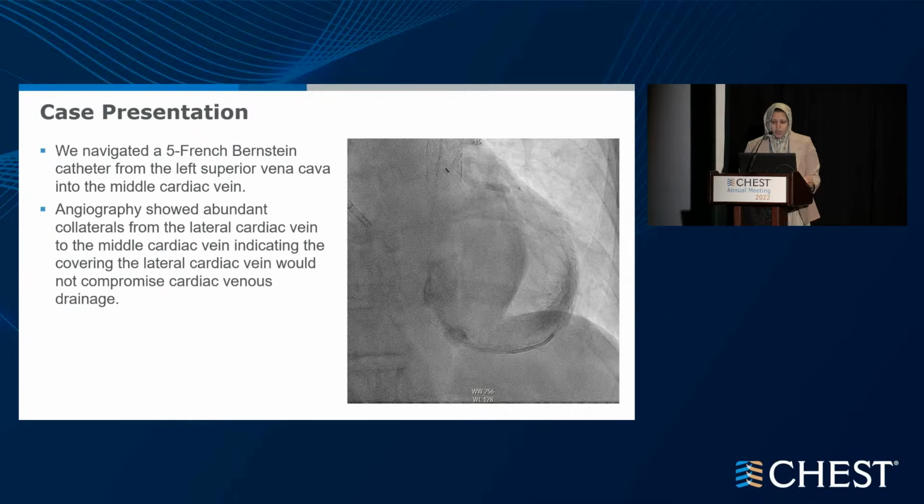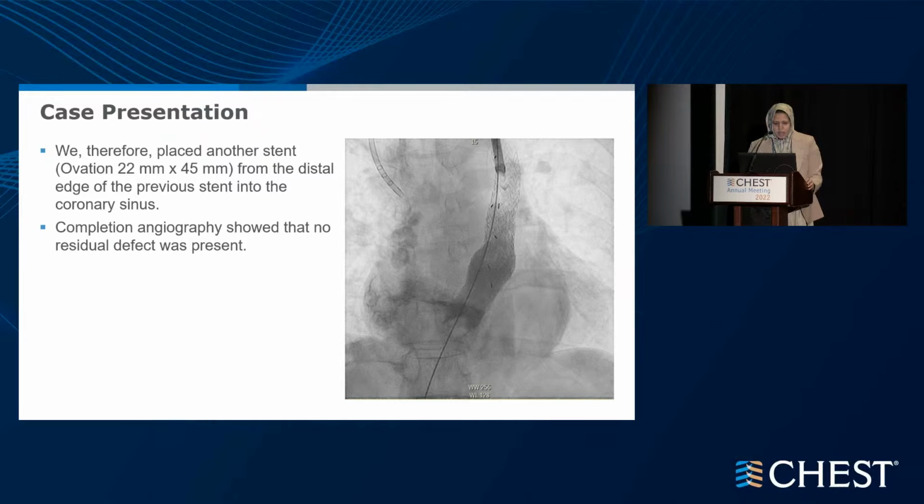So we went into the left SVC, and we were able to see the middle cardiac vein. And fortunately, the middle cardiac vein had collaterals to the lateral collateral vein. So even if we placed a stent very close to that vein and we were to occlude that vein, we would have enough venous drainage. So we went ahead and placed another stent, and then conclusion angiography showed that there was no defect after the procedure.